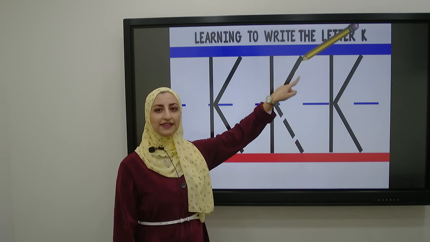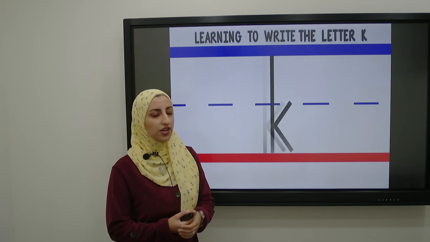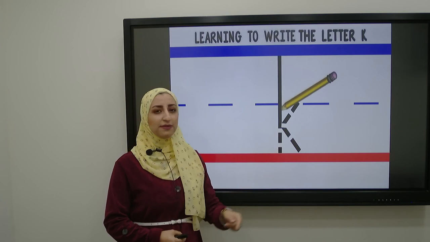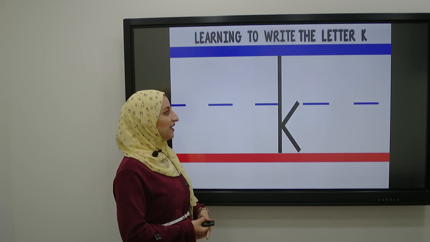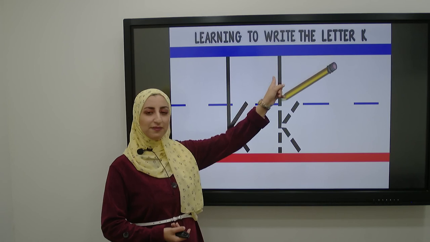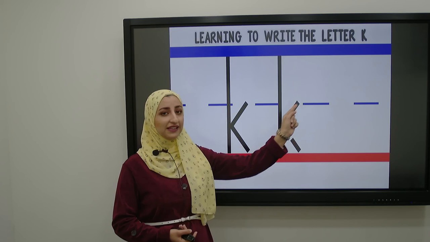Now we will learn how to write K small. To write K small, we will start at the top and make a straight line from up to down. From the down, make a slant line up to the middle and make a slant line down. Again. Okay, to write small K, straight line from up to down like this, go to the down and make a slant line to the middle and slant line here to down. That's it.